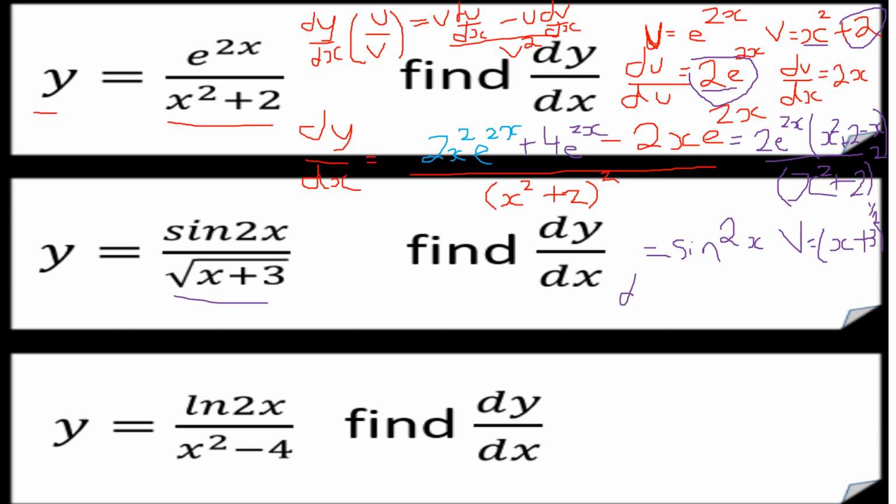Sorry, it should be u is equal to that, not y. So u is equal to sine 2x. Okay, so u is always equal to the numerator of your fraction, and v is always equal to your denominator, to make it a bit easier. Sorry, I'll put dy by dx there again. So du by dx: differentiating sine 2x using the chain rule.